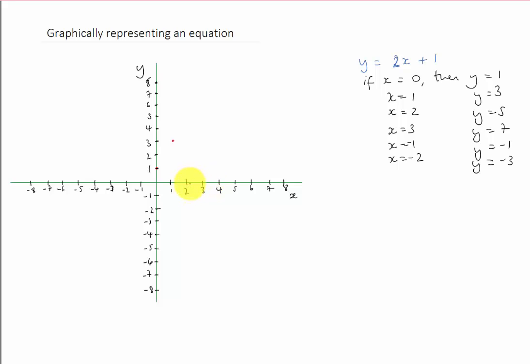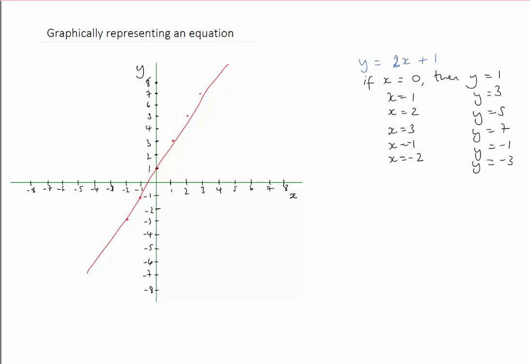If x is equal to 2, then y is equal to 5. Something like that. If x is equal to 3, then y is 7. So you can see these are making a nice straight line, even though I'm not very good at drawing. If x is minus 1, then y is minus 1. And if x is minus 2, then y is minus 3. Something like that. So now I can attempt to draw a straight line through all of those.